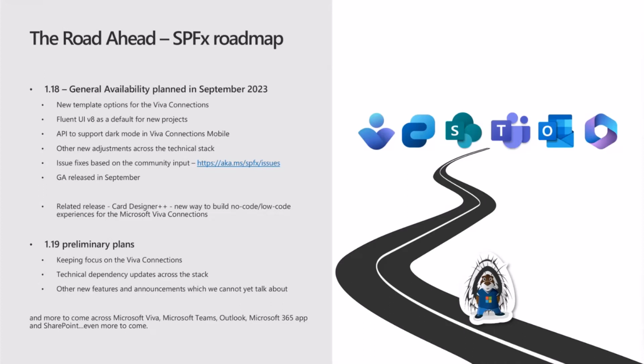There's an API to support dark mode in the Viva Connections mobile, other new adjustments across the technical stack, and then of course issues getting fixed based on the community, customer and partner input, taken as SPFx issues. So if you find anything about the SPFx, please always submit an issue there so we can address that within upcoming releases. As said, the general availability happens in September.